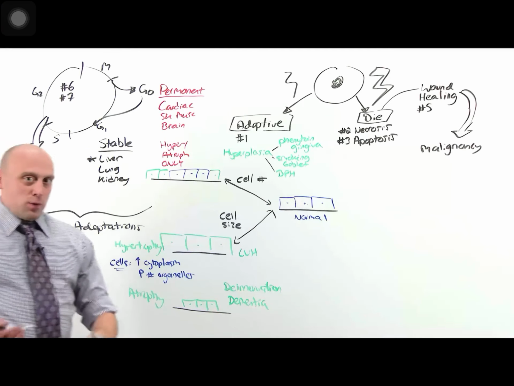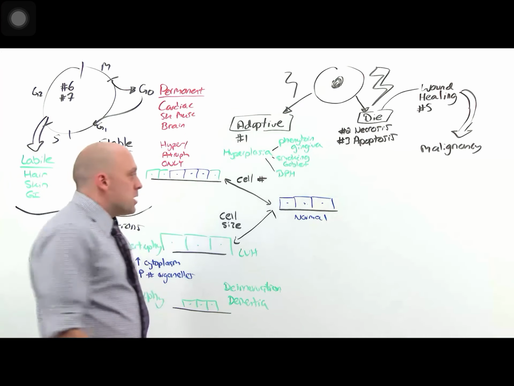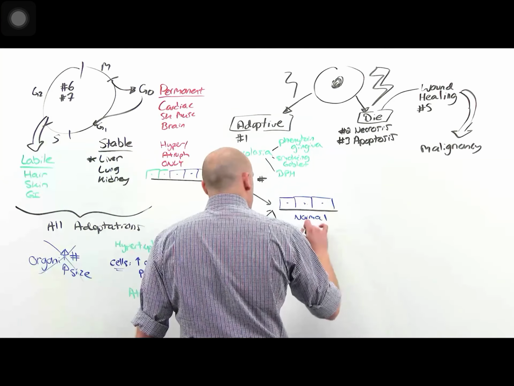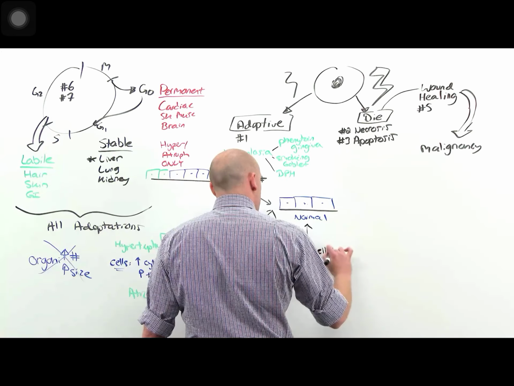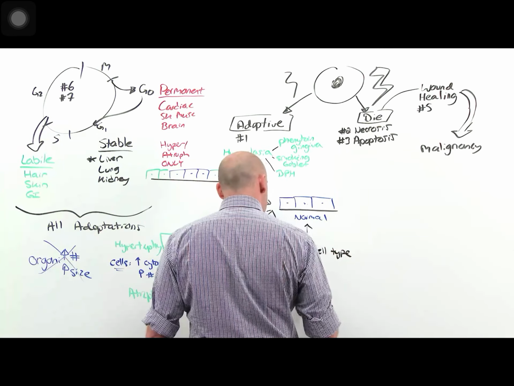Another adaptive response to the cell's perspective is when it changes from whatever it was to a different type of cell. A change in cell type is called metaplasia.